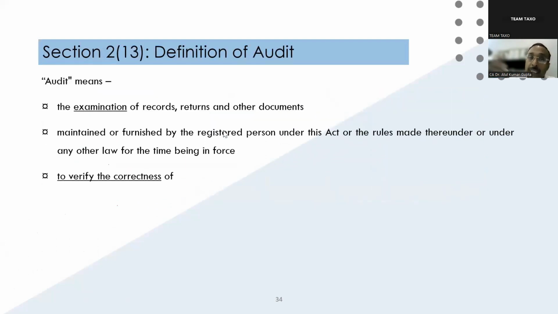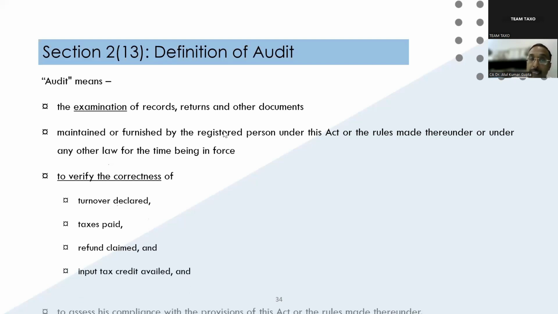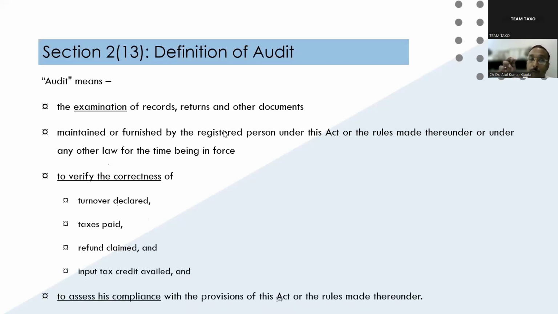Now, why am I discussing all this? Because ultimately in the audit, likewise in the scrutiny of the return, the department has given in the law itself what you have to check. And my dear friend, these are the 4 points, or I will say 5 points, which the department will be primarily looking for when there will be an audit.